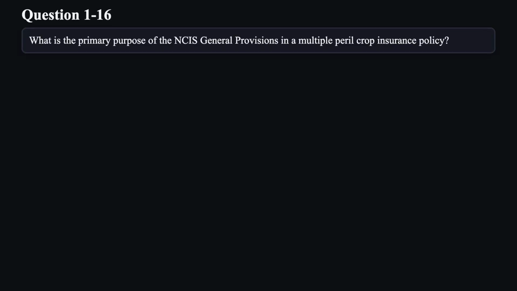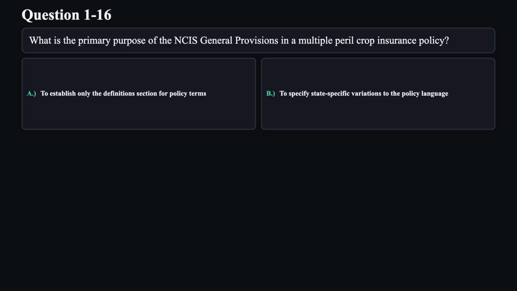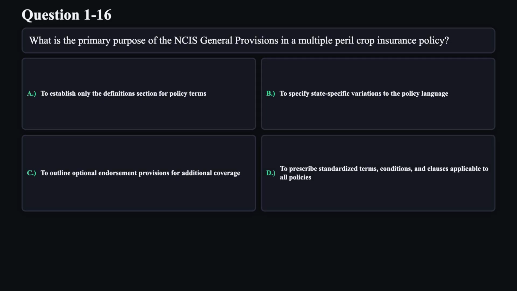Question 16. What is the primary purpose of the NCIS general provisions in a multiple peril crop insurance policy? A. To establish only the definition section for policy terms. B. To specify state-specific variations to the policy language. C. To outline optional endorsement provisions for additional coverage. D. To prescribe standardized terms, conditions, and clauses applicable to all policies.